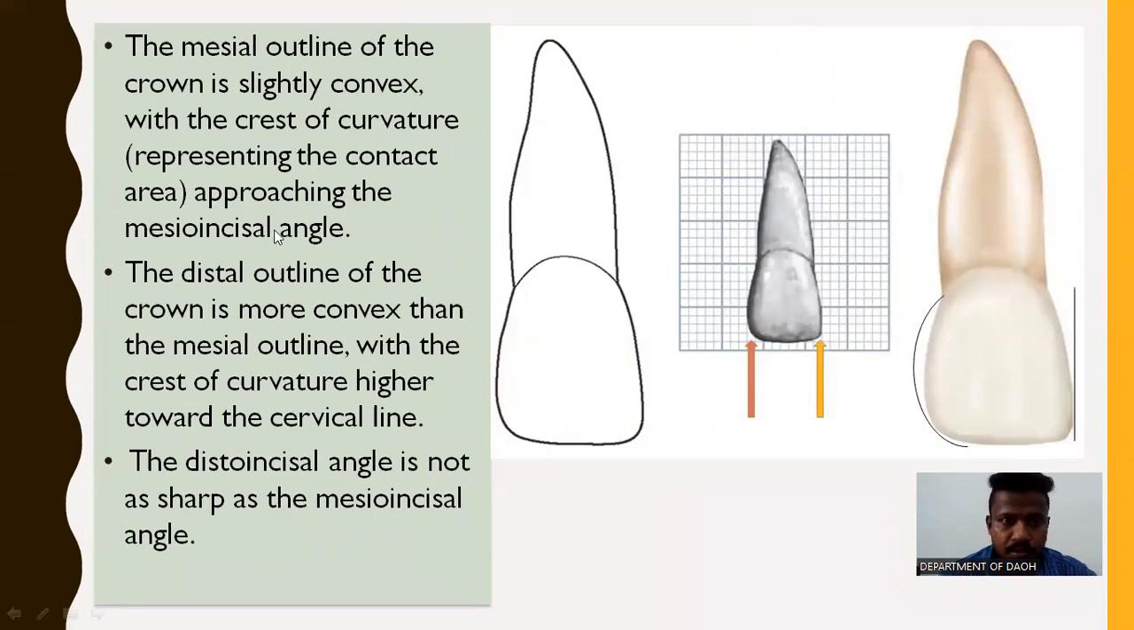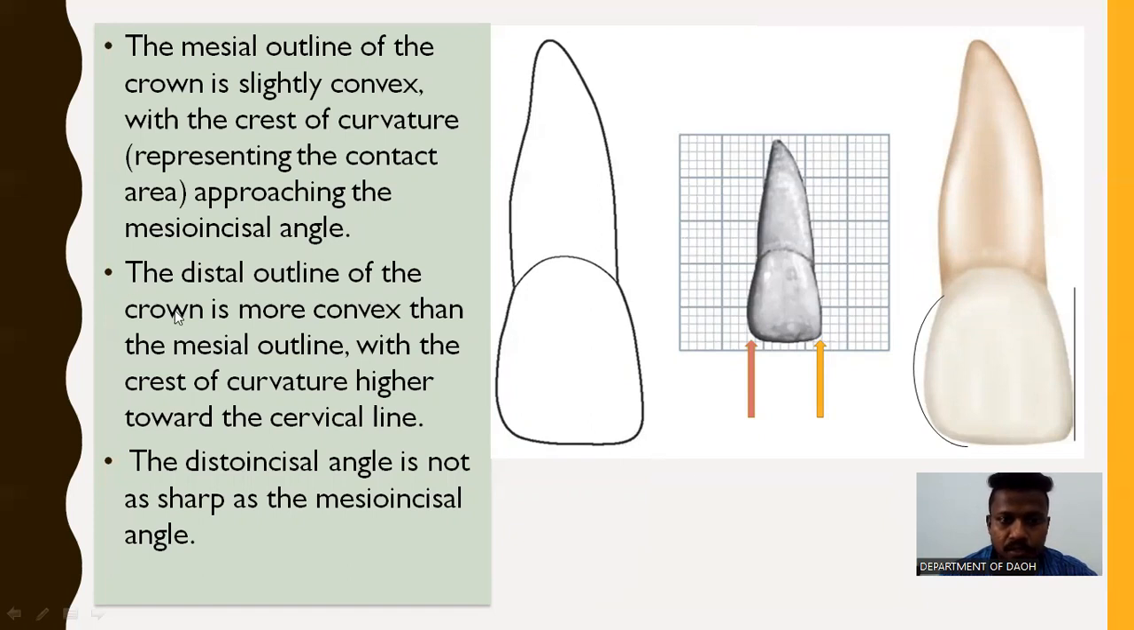So the crest of curvature is approaching the mesio-incisal line. Here the contact will be approaching the mesio-incisal line. This is the mesio-incisal line, and you can see here this is the mesio-incisal angle. So the crest of curvature, or the contact area, will be towards the mesio-incisal angle.